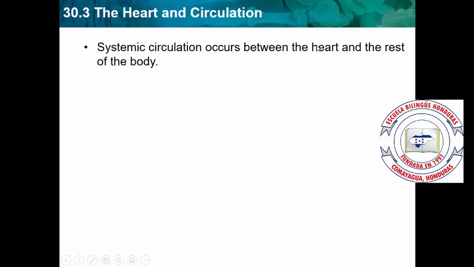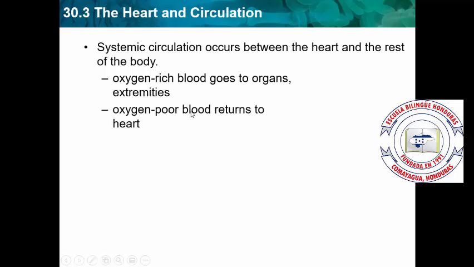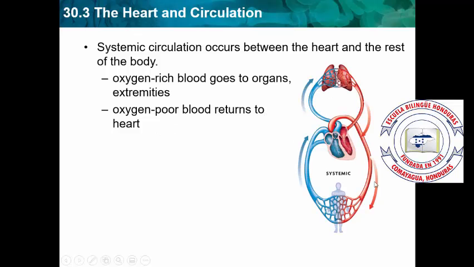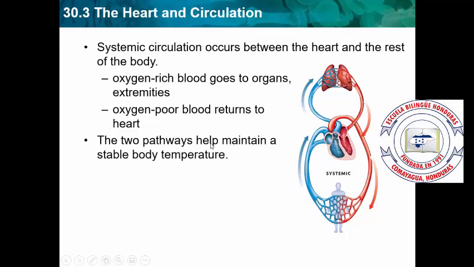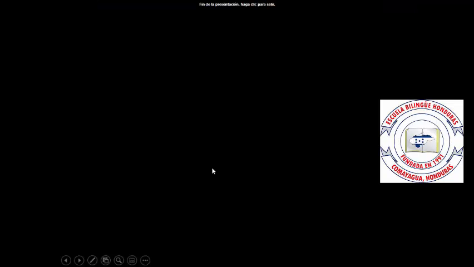It occurs between the heart and the rest of the body. Oxygen-rich blood goes to organs and the extremities. Oxygen-poor blood returns to the heart. And you see the other part of the heart in circulation, that systemic circulation. The 2 pathways help maintain a stable body temperature.